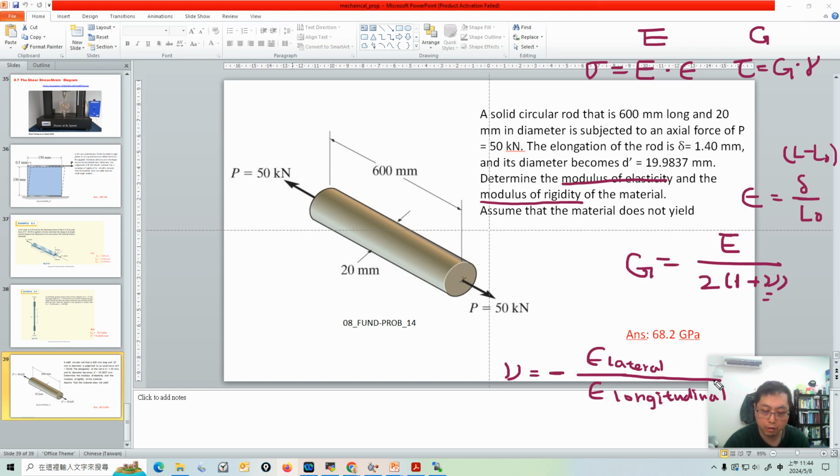Okay. In this problem, can we find the Poisson ratio from the problem description? Yes, we can, because we are given the deformation in the longitudinal direction. We are also given that the diameter contracts from 20 millimeter to 19.9837 millimeter. You can use this information to determine the lateral strain.